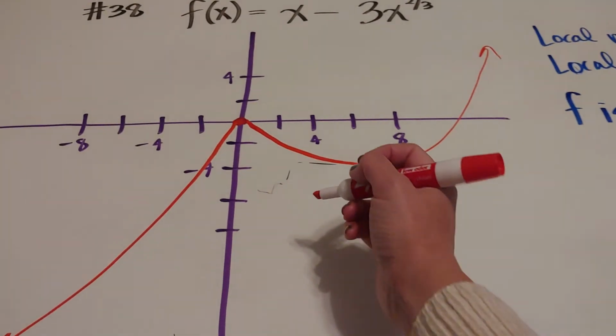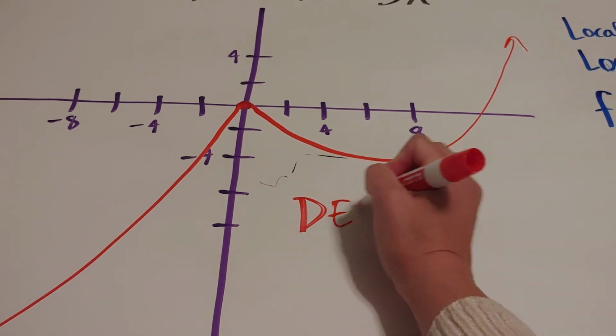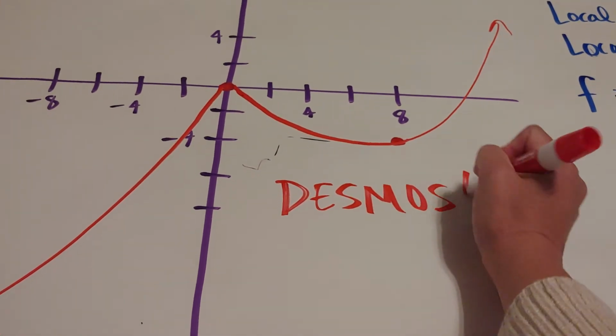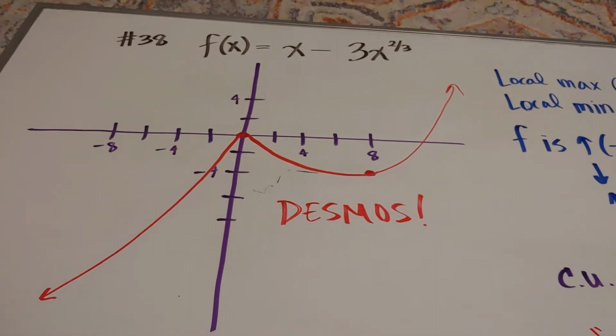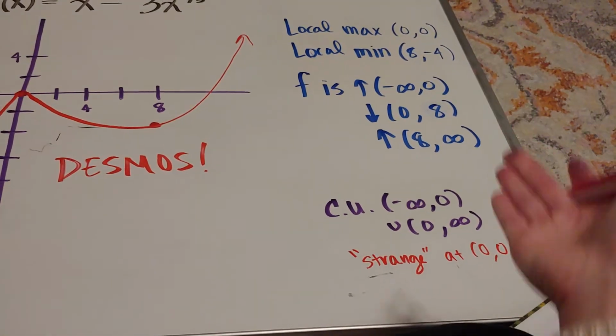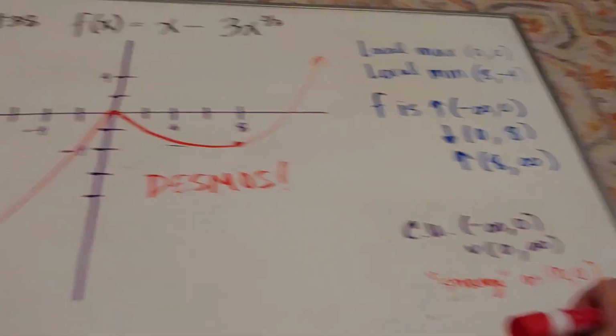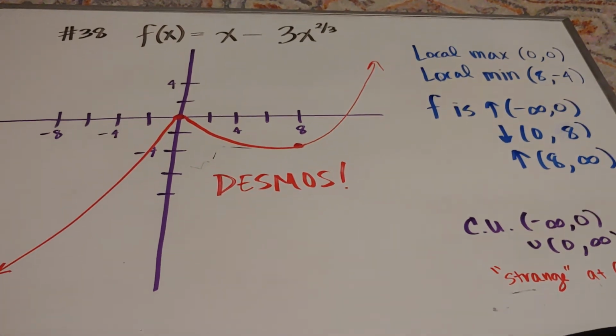And of course, we could verify everything by going to Desmos and making sure that we're getting the same picture. But I do need to see your calculus. The calculus needs to be there. All right, good luck. That was problem 38.